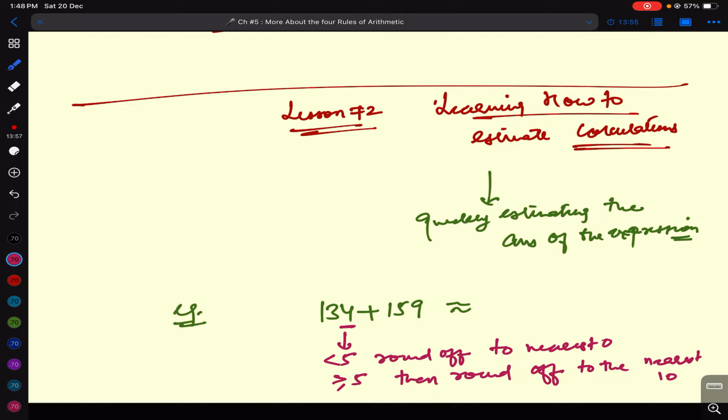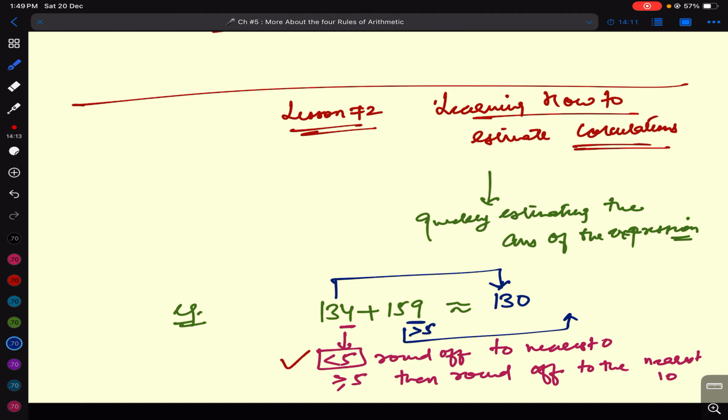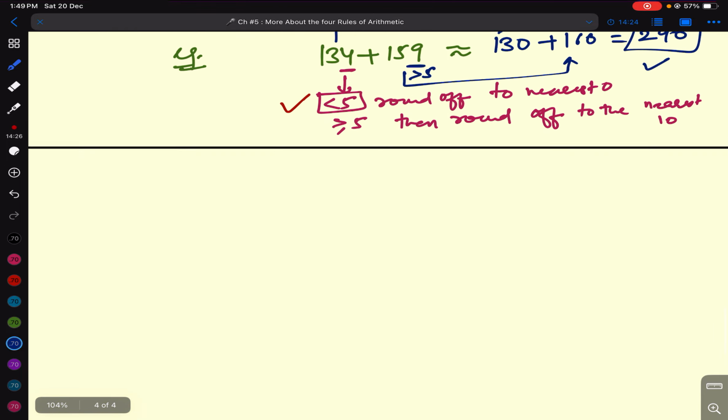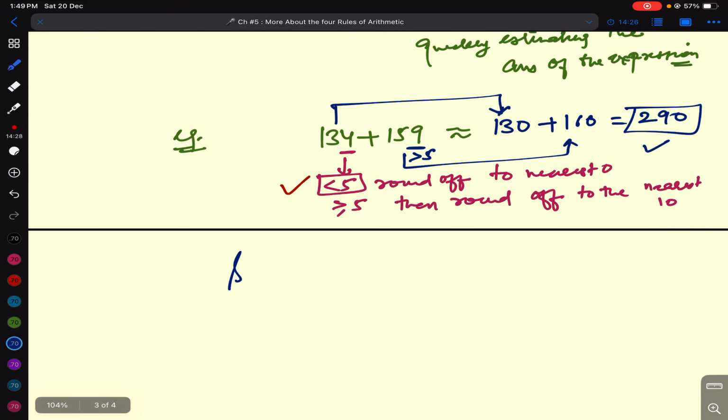So now here 4 is less than 5, right? Correct. So we round this one off to 0, so this will be rounded off to 130. Similarly 9, which is greater than 5, will be rounded off to 160. So now the total sum is 290. Clear? So this is the estimation of the given problem. Similarly, you can also estimate the products and quotients as well. This was addition, right?